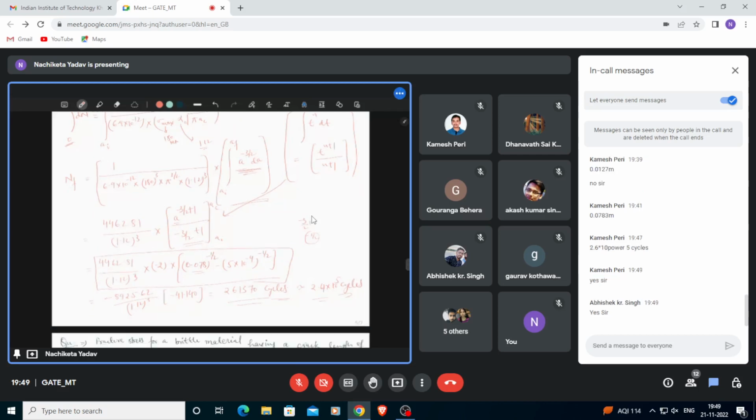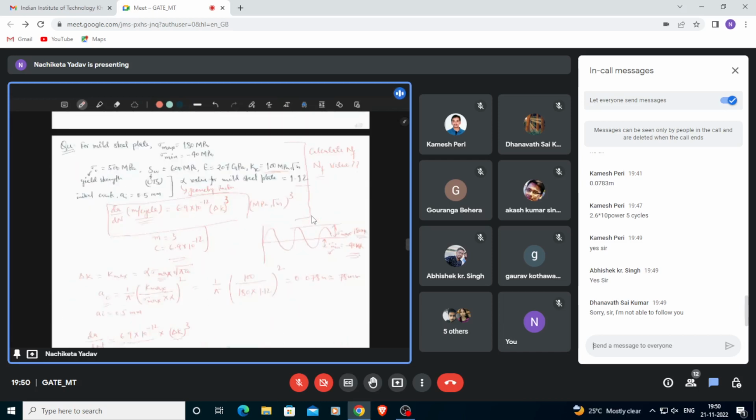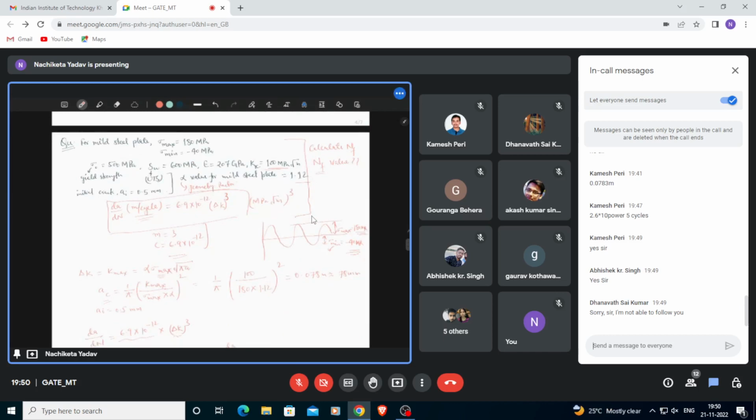Okay, then this is again. Can you solve now? Sorry, sir, I am not able to follow. Okay, you may note down this question. This is a question, and we have to calculate NF value, means number of cycle before failure. All values are given, and in this equation, Paris law, we can calculate number of cycles.